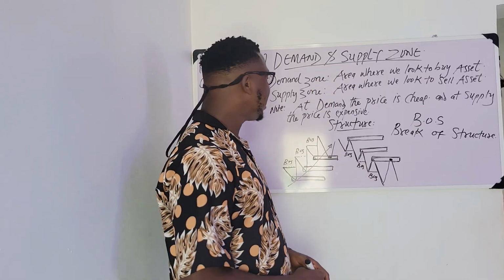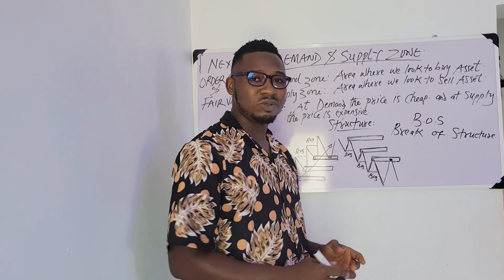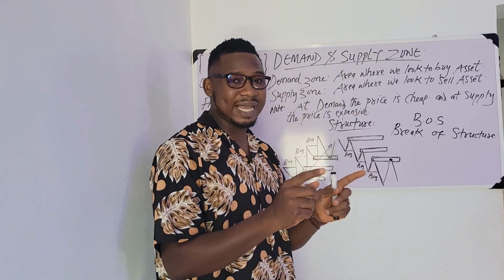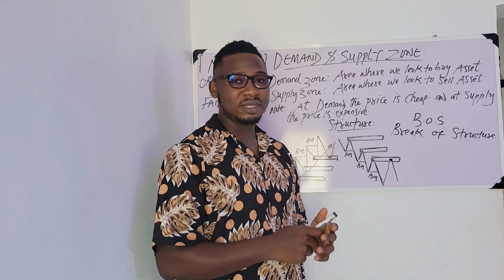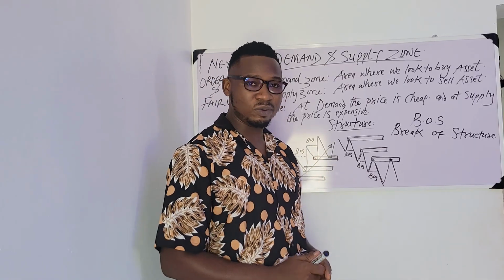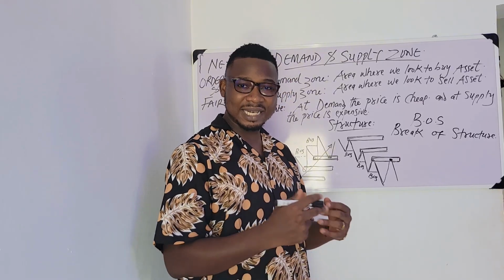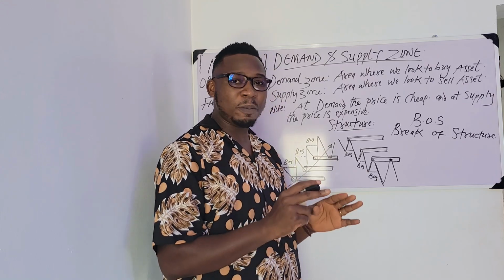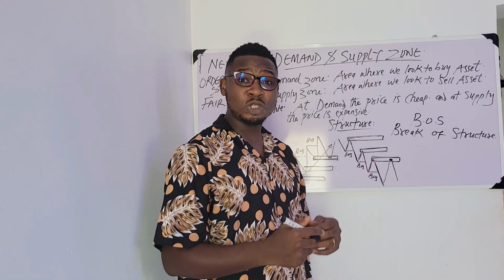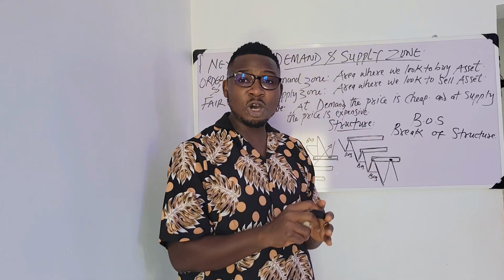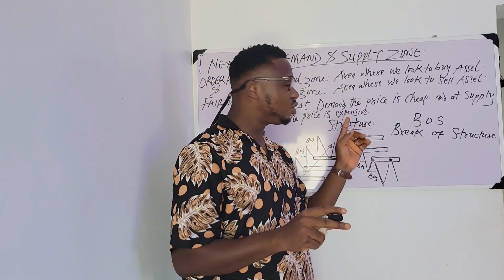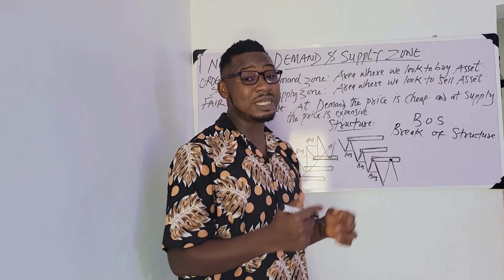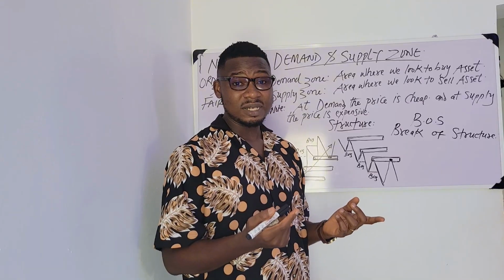Now, demand and supply. What is a demand zone? When you hear the words demand zone, what comes into your mind? A demand zone is simply an area where we are looking to buy an asset. Okay, I want to buy Bitcoin. You don't just go and buy Bitcoin anytime. No, you do what we call technical analysis. In your technical analysis, there's something called demand levels or demand zones. So you wait for price to come to that area, to that zone, before you buy. At demand zones, the price of that asset is always cheap. So you buy when it is cheap, and then you sell when the price has risen.